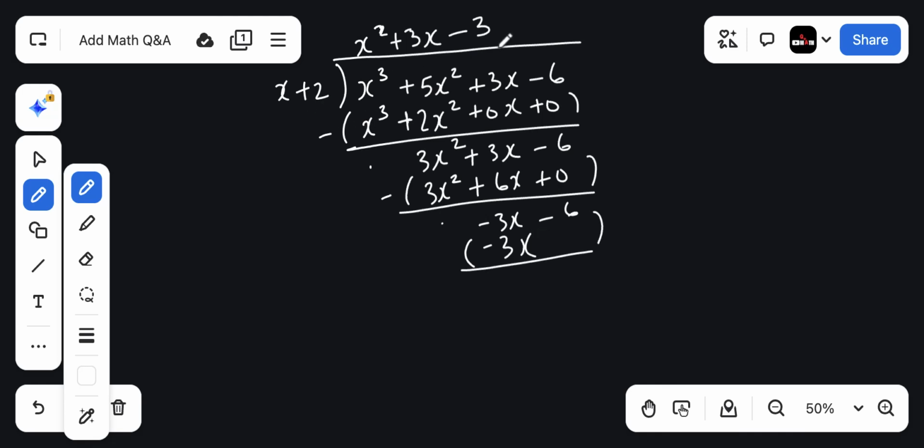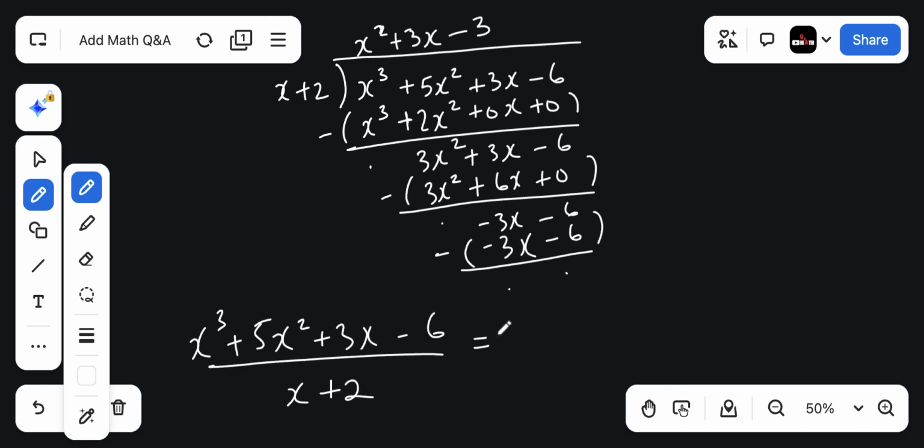Right? And x times negative 3 is negative 3x, and 2 times negative 3 is negative 6. And so when we do our subtraction here, we get negative 3x minus a negative 3x, and negative 6 minus a negative 6. And we realize that in this instance, we have no remainder, or the remainder is 0, right? What are we saying in this instance? That means that x cubed plus 5x squared plus 3x minus 6 divided by x plus 2 is equal to x squared plus 3x minus 3 as our quotient with no remainder.